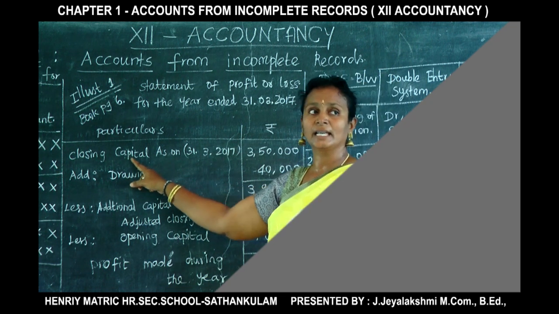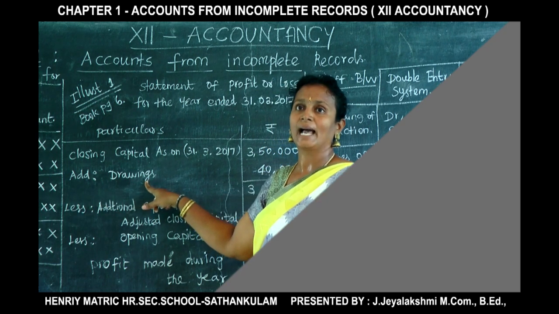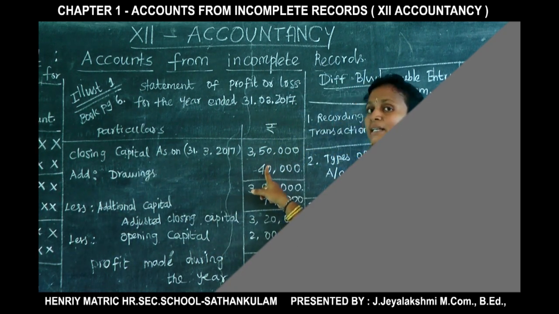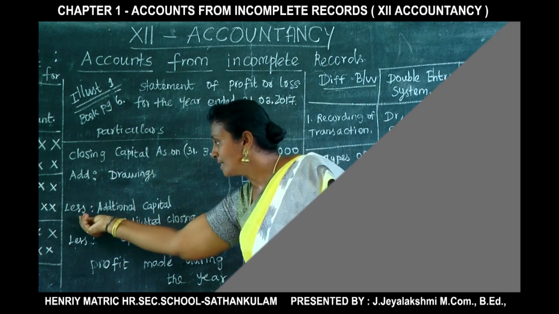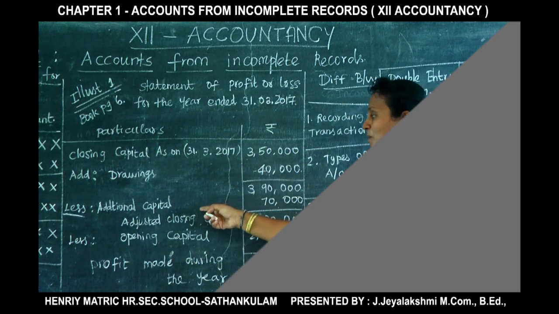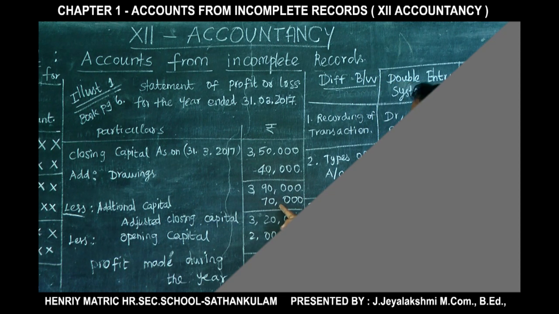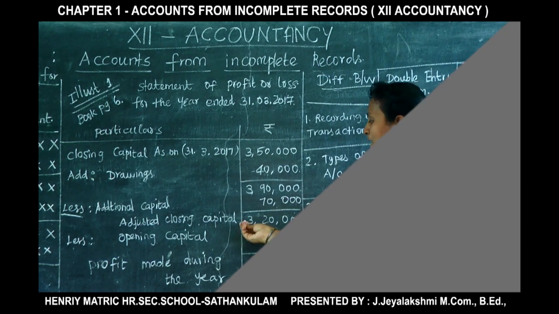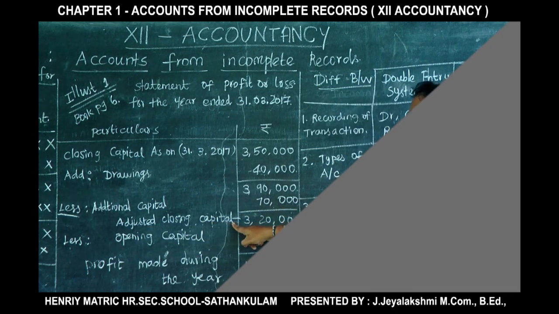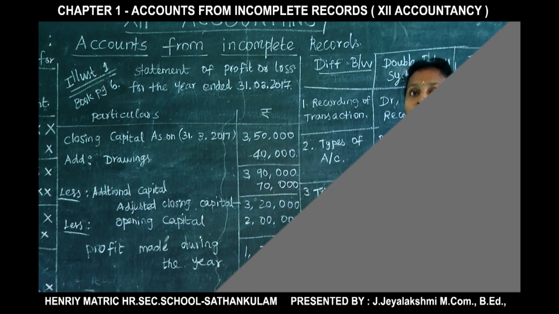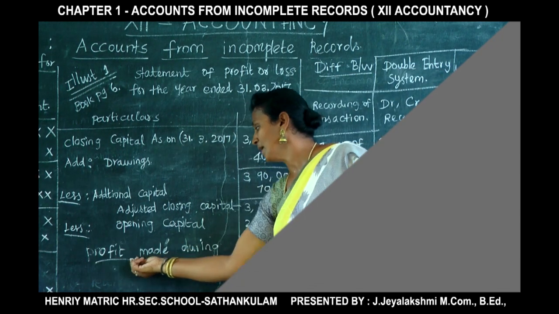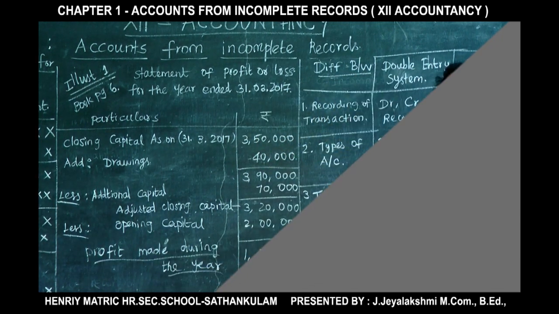Next we add the drawings, writing 40,000. Then we get 3,90,000. Then we less the additional capital, which is what we are introducing, so we less 70,000. We get 3,20,000, the adjusted closing capital. From the adjusted closing capital, we less the opening capital. The amount given is 2 lakh, so deducting it we have 1,20,000. This is the profit made during the year.